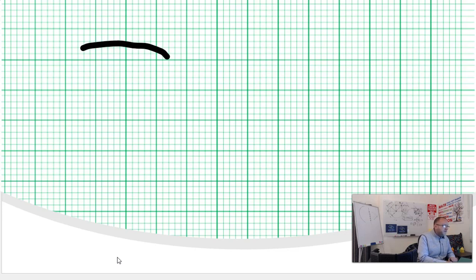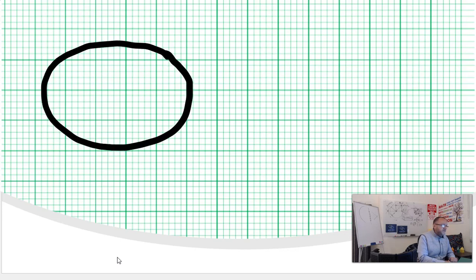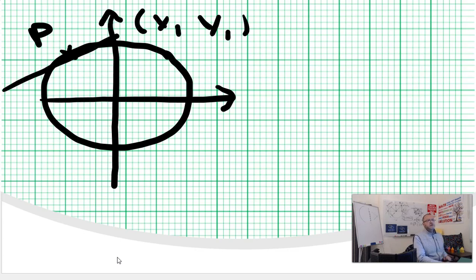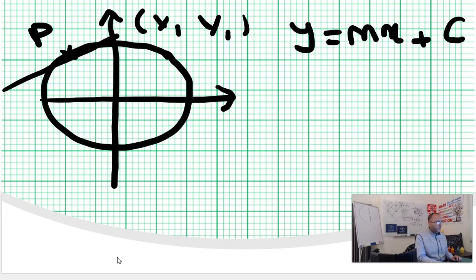So if we have this ellipse stretched horizontally, and we are not in polar mode, so we have our y-axis and our x-axis. Let's take a point P on the ellipse, right here. Let's say this is P at (x1, y1). And if you have a tangent here, instead of y equals mx plus b, let's call the y-intercept c, for a constant.